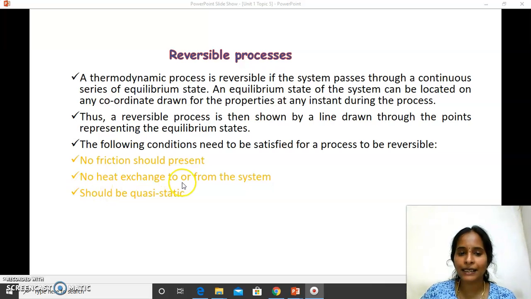Okay, no heat exchange to or from the system. If there is heat exchange, automatically the properties would change in the system. It will have an effect on the system. If the system is affected by conducting that particular reaction, then it is not a reversible process. So no heat transfer should be present. It should be quasi-static. Quasi-static means infinitesimal slowness is needed for the process to be reversible. Okay, so these three conditions will aid you in understanding the reversible process.